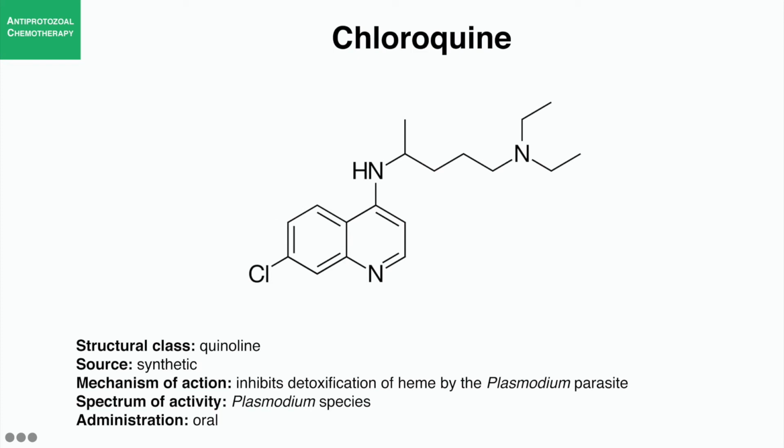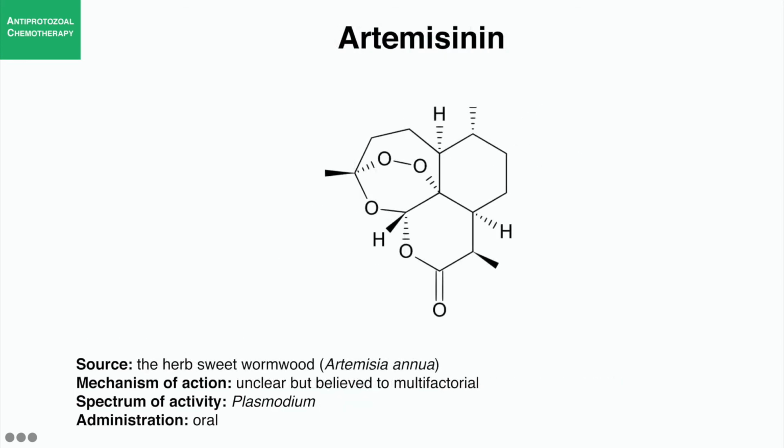Chloroquine is a synthetic antimalarial agent that also inhibits the detoxification of heme by Plasmodium. Artemisinin is also an antimalarial chemotherapeutic agent derived from the herb sweet wormwood. Its exact mechanism of action is not fully understood.